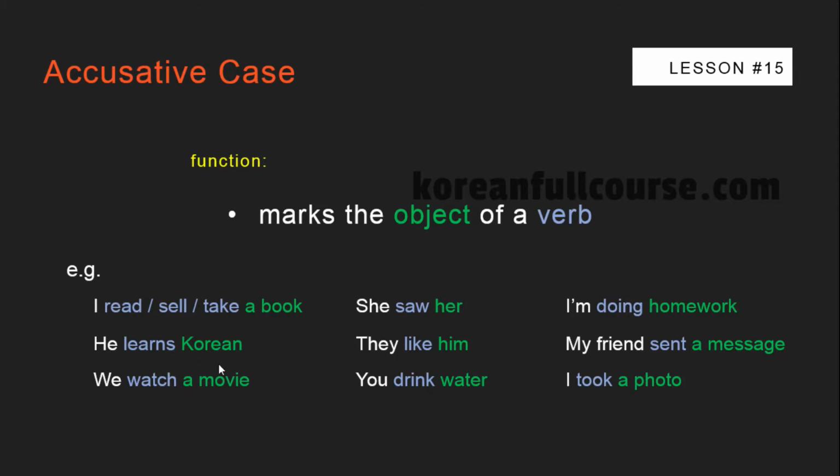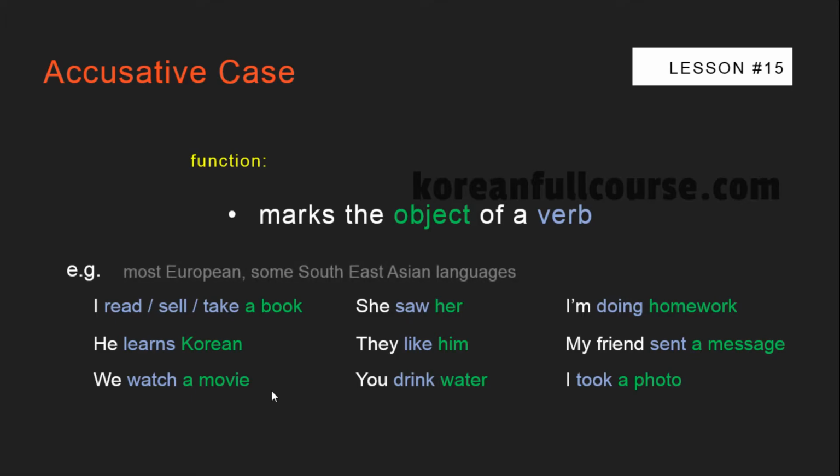He learns Korean. He does something with the Korean language. He learns it. He may teach it or like it or dislike it. We watch a movie. Again, we do something with the movie. We can watch it, download it, upload it, and so on. So, the book, Korean, and the movie are objects. I hope you understand now what an object is and how to find it in a sentence.